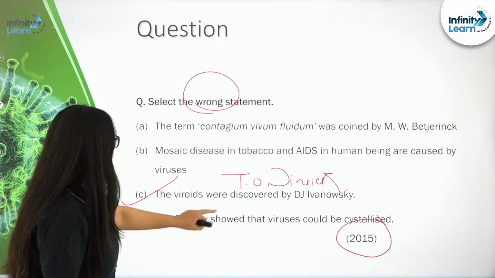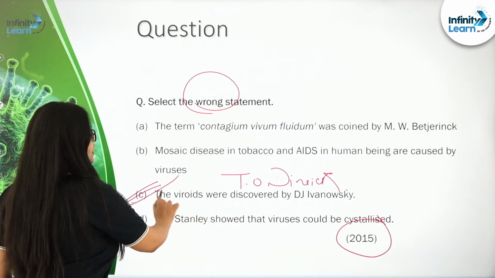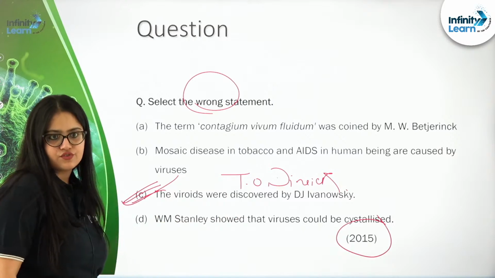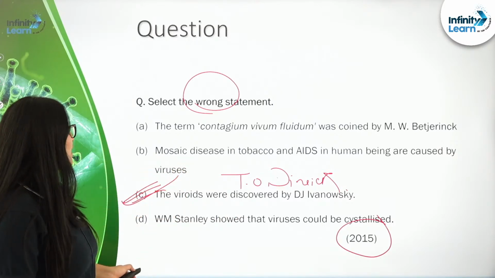Stanley showed the virus could be crystallized. That is right. So this one is the wrong statement. Who discovered viroids? T.O. Diener did. Right? Important history-based question from virus.